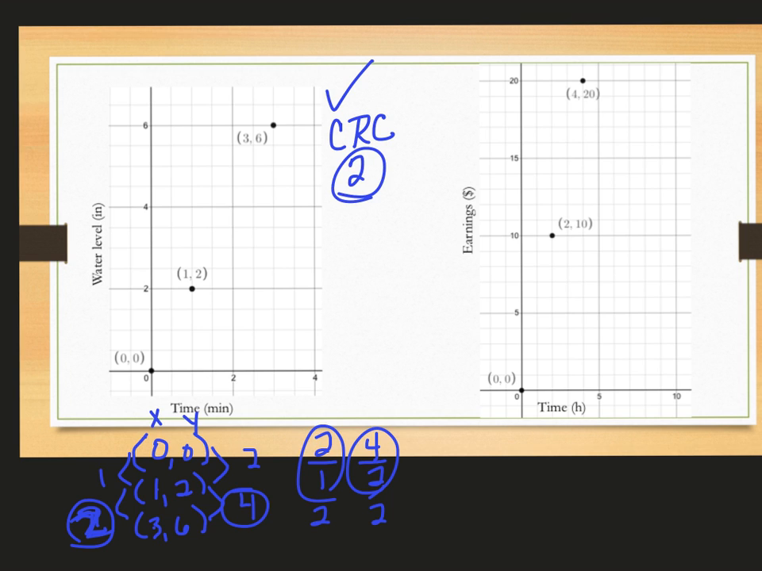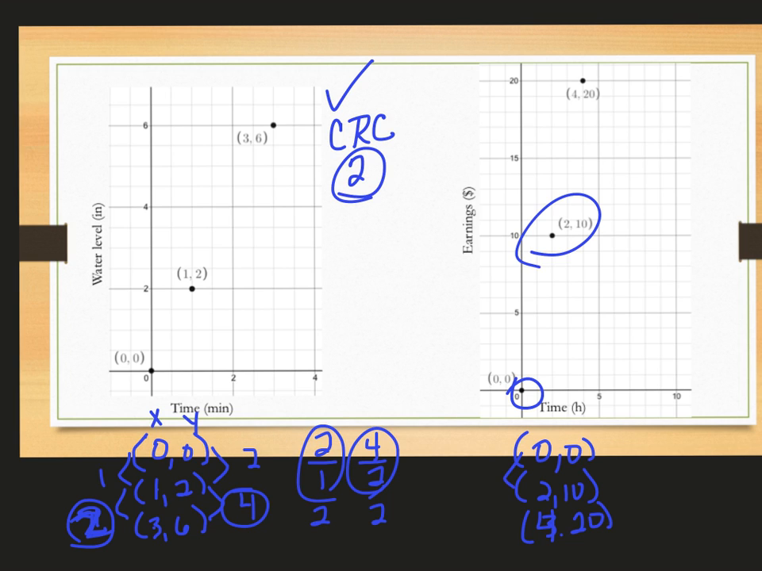So this one would be 0, 0. That's that first dot. The second one is 2, 10. And then the third one would be 4, 20. They're leaving out some points for you, and they do that a lot. So just be careful of it.